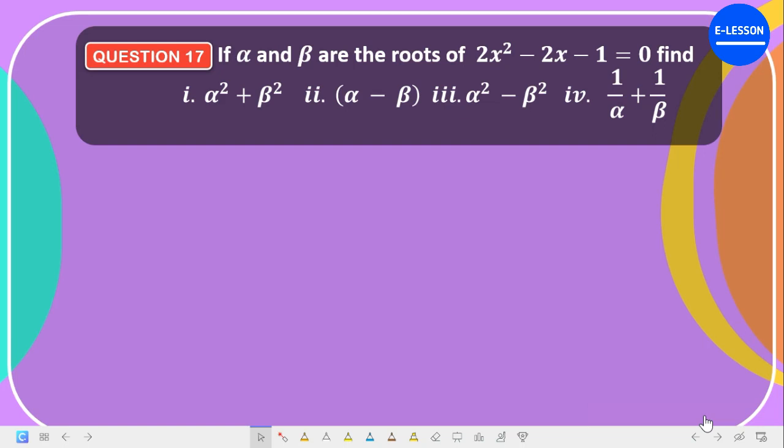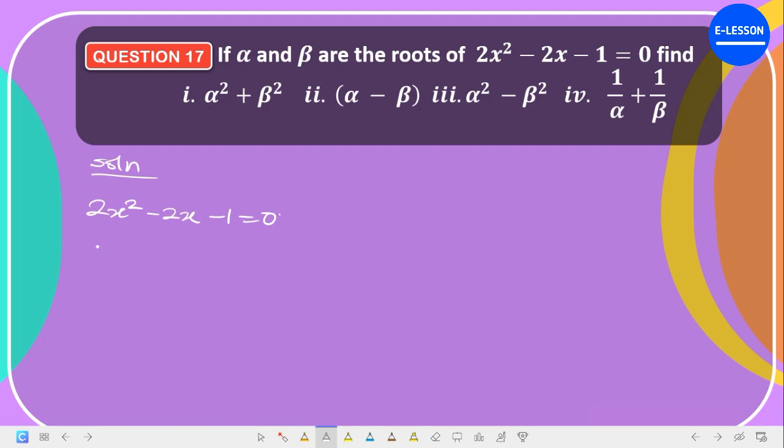Now, we have a question here. The question says, if alpha and beta are the roots of the equation, you have 2x squared minus 2x minus 1 is equal to 0. If alpha and beta are the roots of this equation, find alpha squared plus beta squared and so on and so forth. Now, first of all, this part of quadratic equations is called symmetric functions of roots. It's called the symmetric functions of roots.